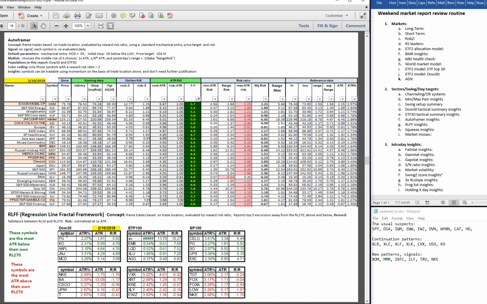Regression line fractal framework. You can see right now we're in the RLFF sector here. Top shelf are the ones that are the deep value plays, the most numbers of ATRs below their own RL270. Procter & Gamble, Coke, Johnson & Johnson.